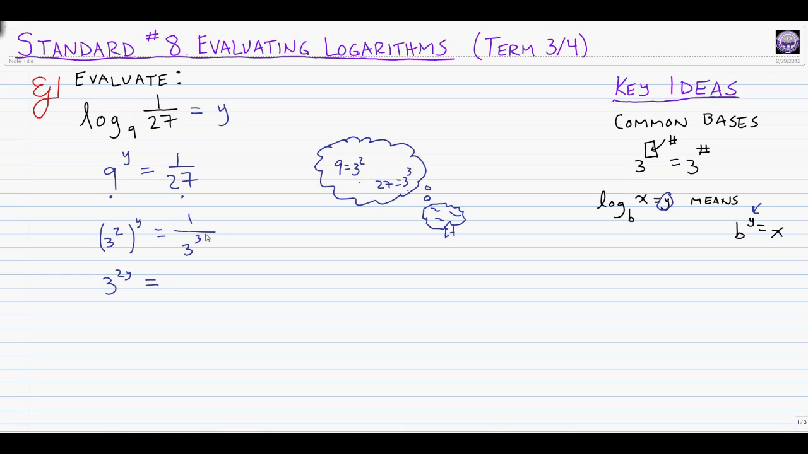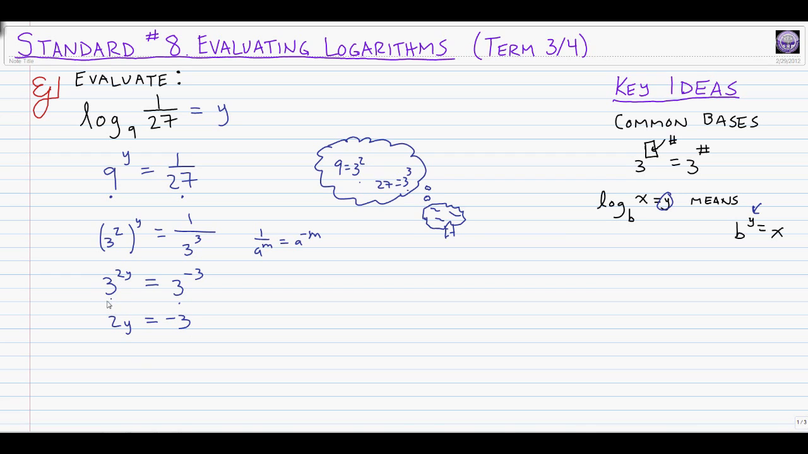On the right side, using negative exponent rules, recall from the last video I did, which was standard 5, that 1 over a to the m is just a to the negative m. So since we have 1 over 3 to the third, that's really the same thing as 3 to the negative third, which means that we now have common bases. We got 3 to some power equals 3 to some power. That means that the powers have to be equivalent.